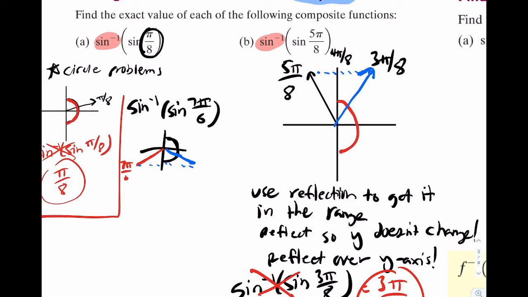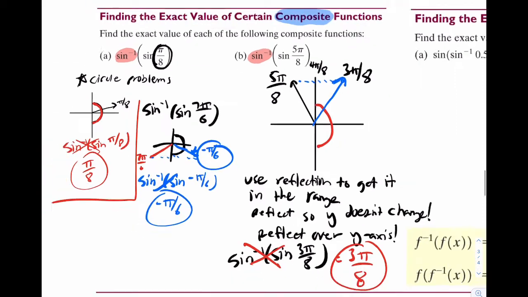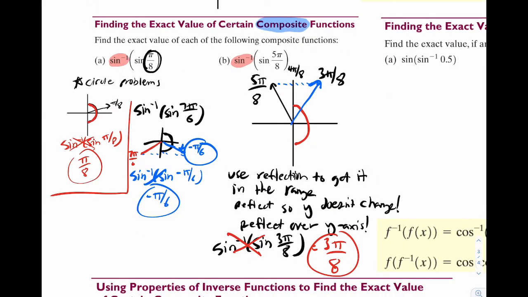And now here's the tricky part. Again, we're going down, so that should be negative pi over 6, which means that's your answer. So if you want to be precise, you can rewrite it as this. Or some people just circle that, and that would be fine too. I'll take either one. Okay, so those are called circle problems. So make sure you guys highlight that. Circle problems.